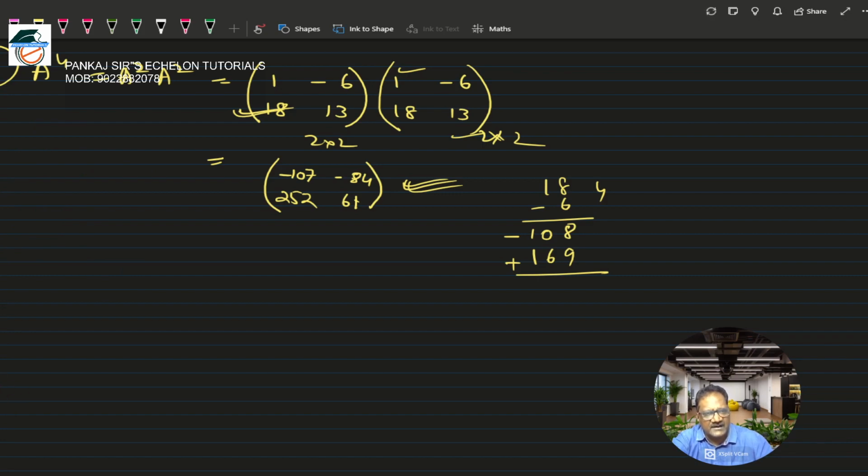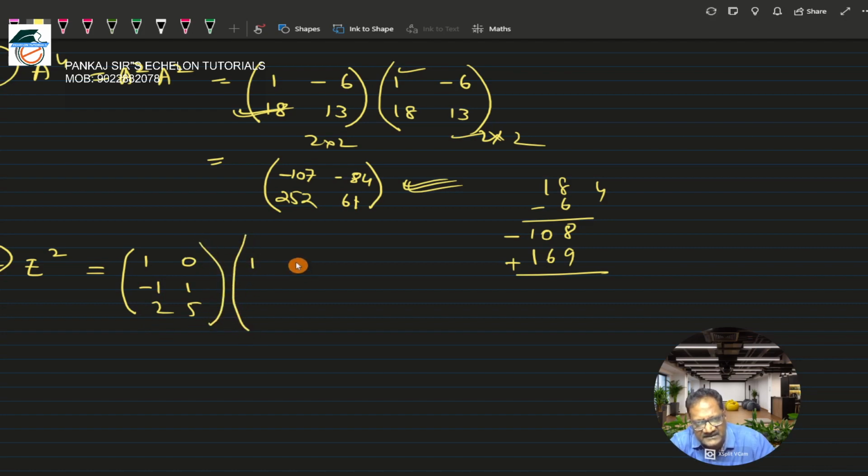Now question number 32 says that you'll have to find the value of E square. What is your matrix E? Let me check. Your matrix E is 1 0, minus 1 1, 2 5. This is E square, so I'll have to write another E matrix: 1 0, minus 1 1, 2 5.